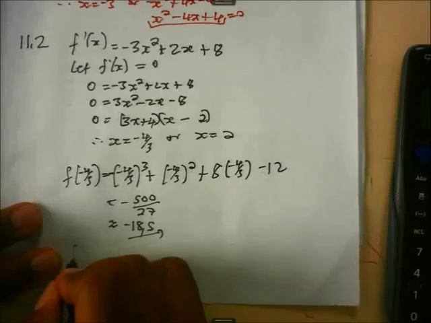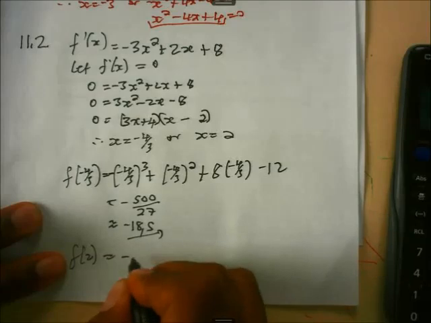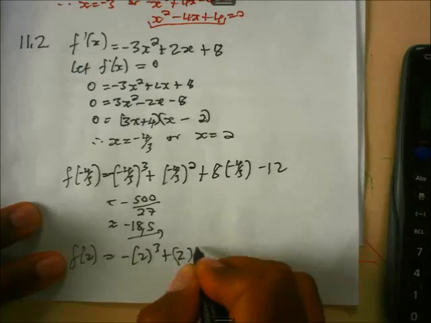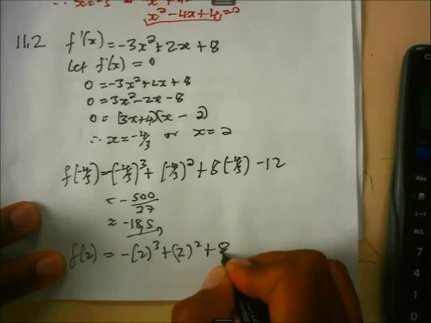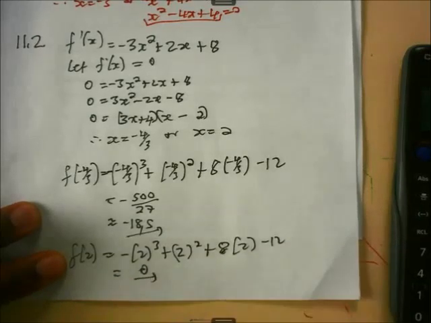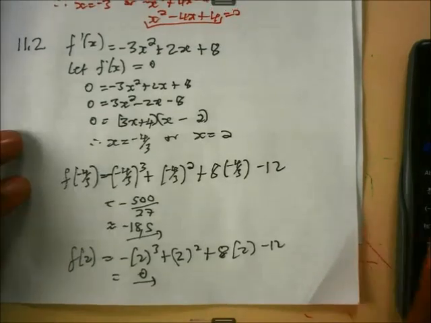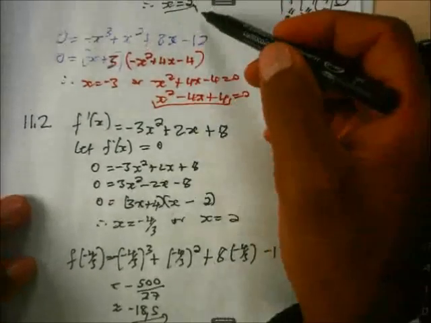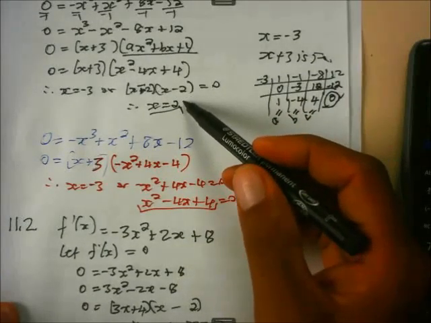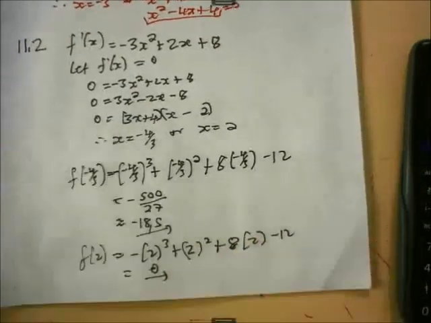Now the second one, you also do the same. You take 2, then you substitute it in the original equation. That will be minus 2 to the power of 3, plus 2 squared, plus 8 times 2, minus 12. Then the answer there is 0. Of course, you can just work it out. Why do I know that it's 0? Because this 2 is also the x-intercept. You remember here, the 2 is also the x-intercept. It means when you substitute 2 there, we are going to get 0.